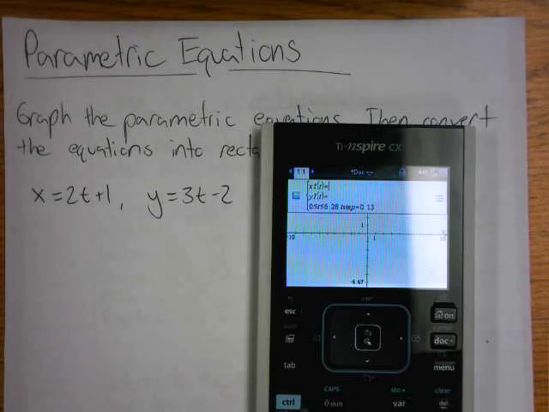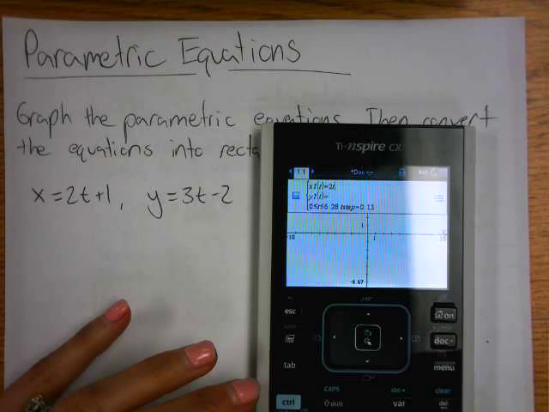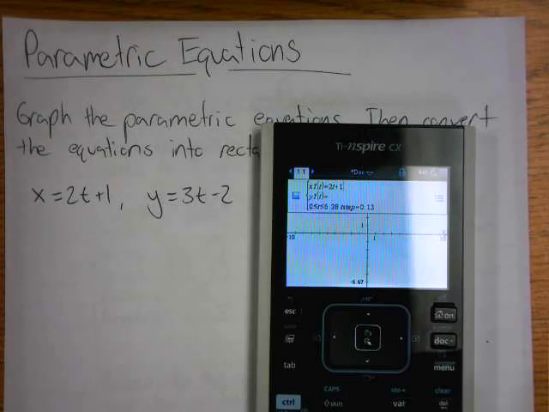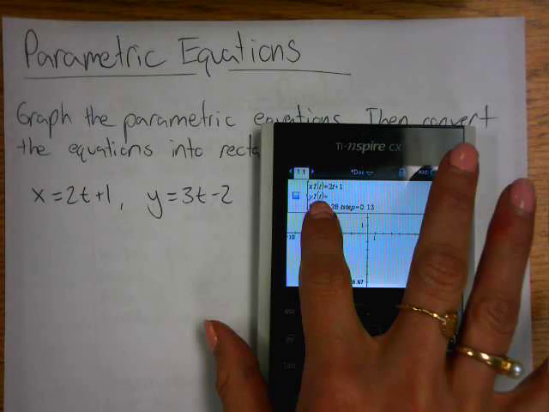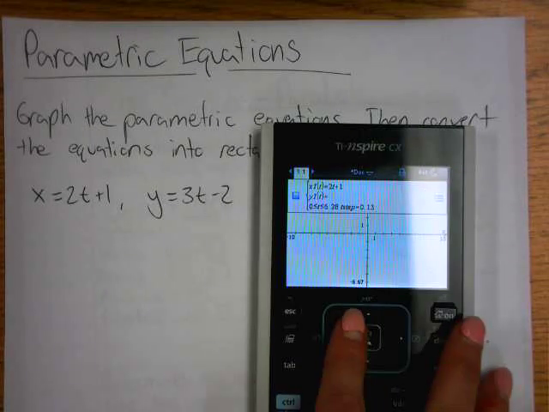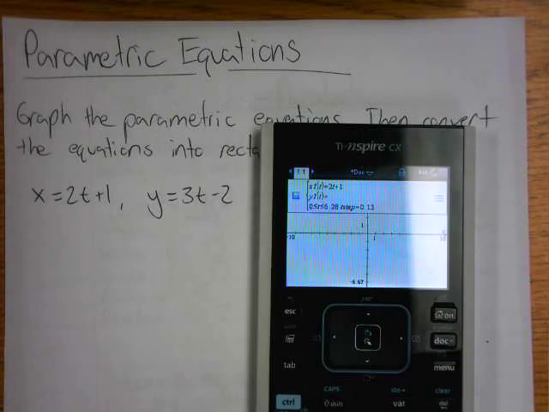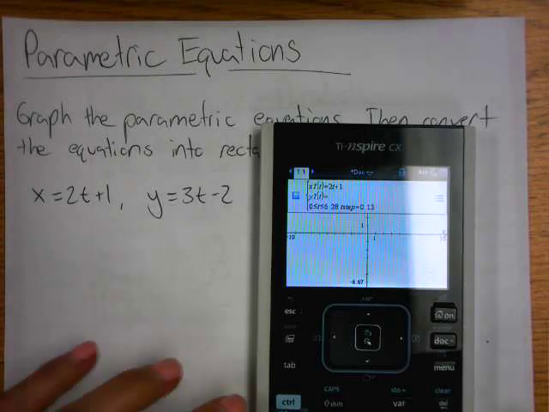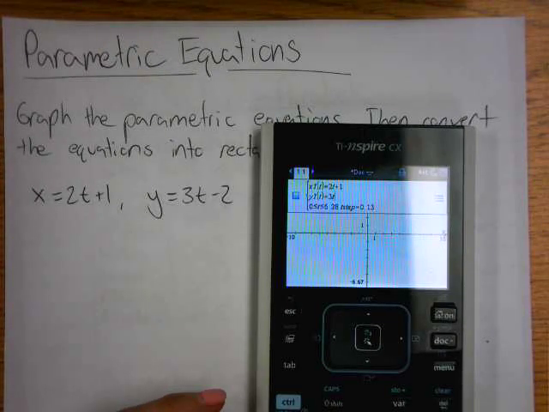So for our x equation I'm going to type in 2t plus 1, and we're going to use t here because you can see that it's using t as our conventional parameter. A lot of times time is going to be our parameter with parametric equations. And for our y equation, 3t minus 2.